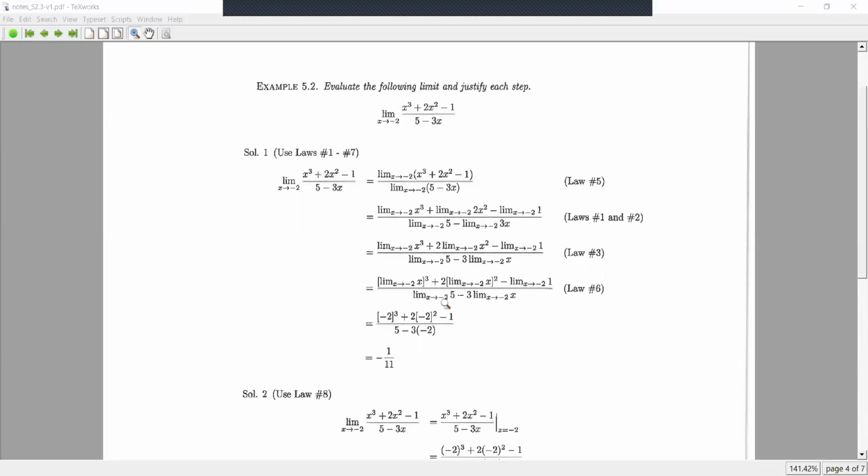Limit as x approaches -2, what number will the constant 5 approach? 5, the limit is 5. And the last limit is -2. So by calculator, this number is -1/11. So as x approaches -2, this function will approach -1/11.